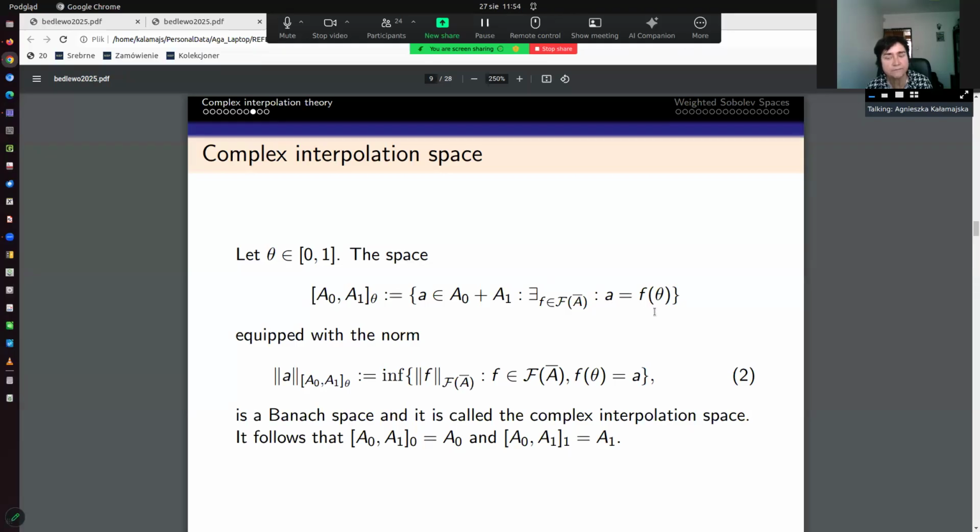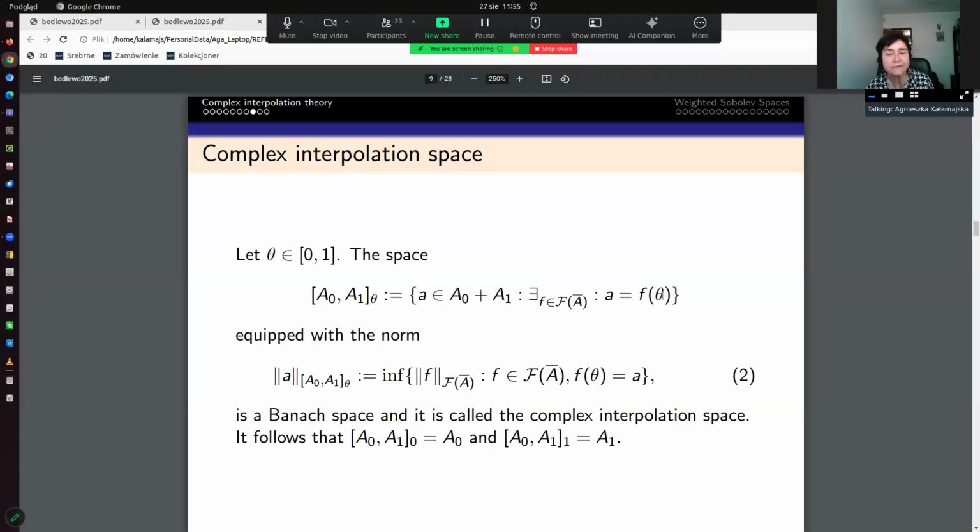So I consider all A such that I will find f in the strip such that A is equal to f of theta. Sorry, I'm a little bit confused by this theta. This theta lies in the interval 0, 1, but this function f is defined on the strip. So what does it mean, f of theta? Yes, so 0, 1 times 0. Think about it in this way. Okay, a real number inside the complex numbers. Very good question. Thank you for careful following.